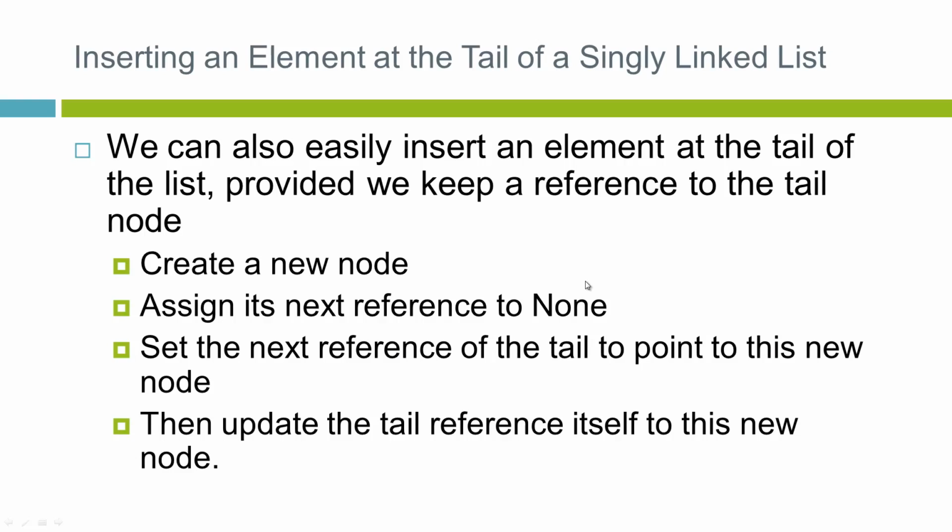Now we want to insert an element at the tail of a singly linked list. We can also easily insert an element at the tail of the list, provided we keep a reference to the tail node. In this case, we create a new node, assign its next reference to none, set the next reference of the tail to point to this new node, then update the tail reference itself to this new node.